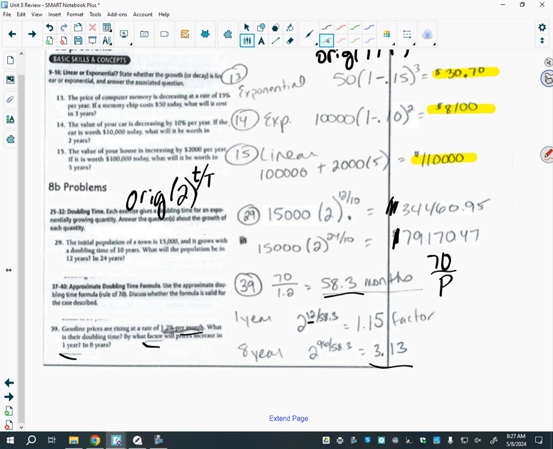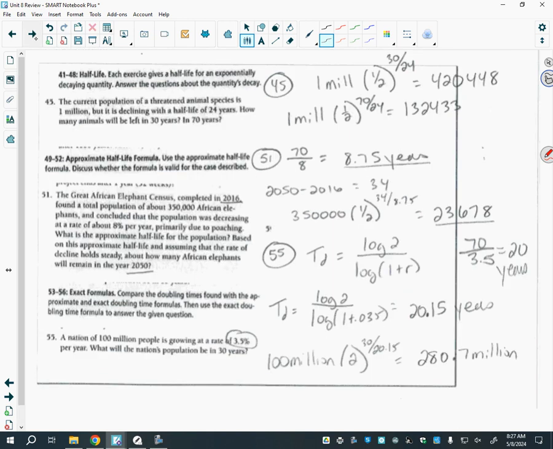Okay, everybody okay with that? More 8B stuff on the back. Like I said, I feel like 8B is the biggest section in this.